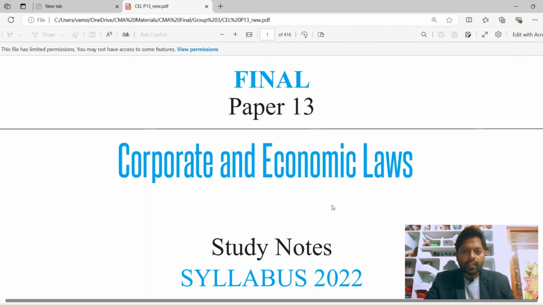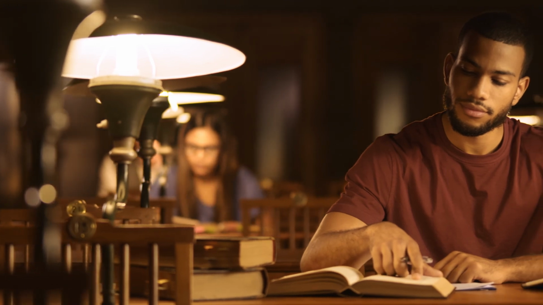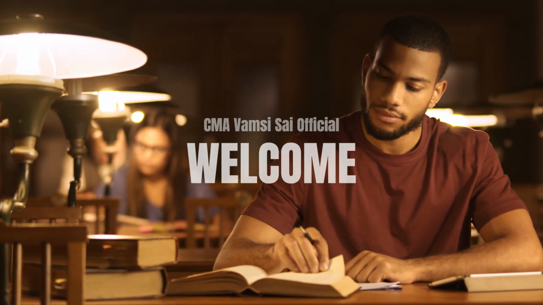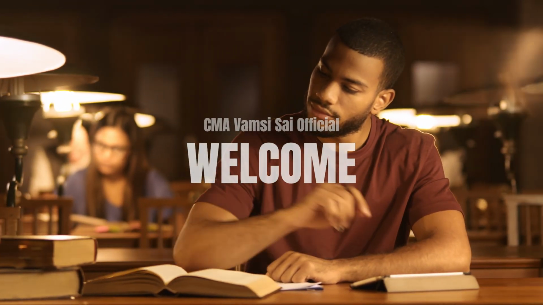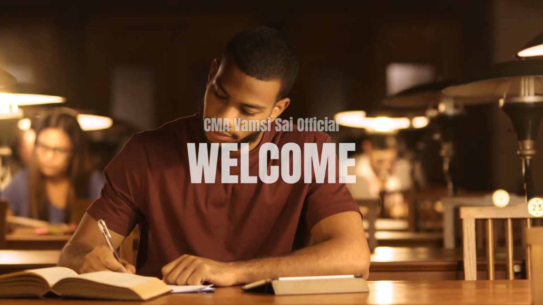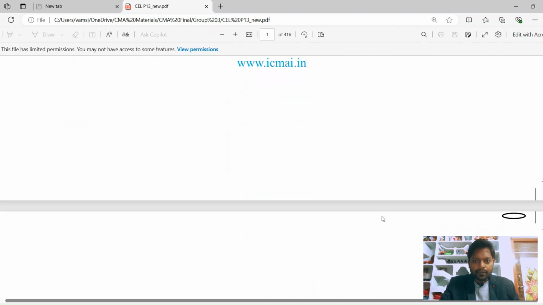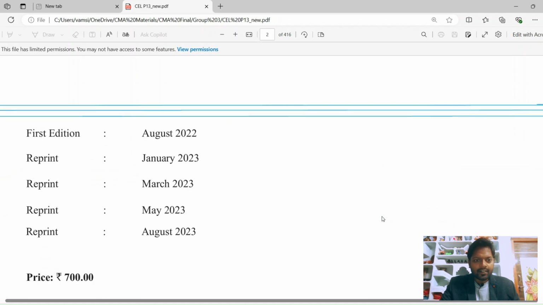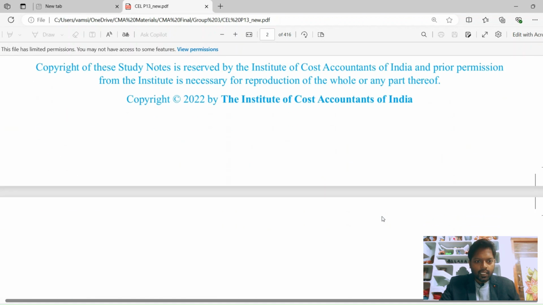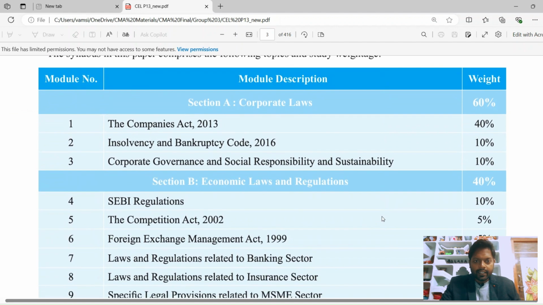Today I am going to give the introduction about CMA final paper 13, that is Corporate and Economic Laws. So going forward, this material is from the Institute of Cost Accountants of India, and this is the introduction. This is the index of the subject.